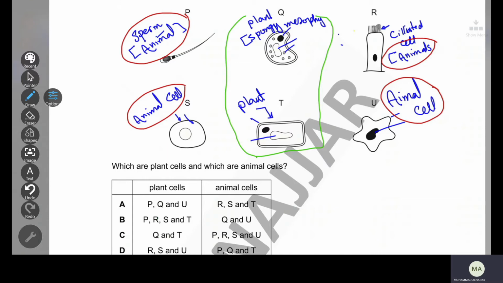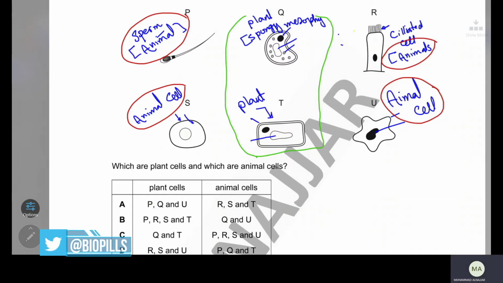The answer here is A. The plant cells are only Q and T. So we'll exclude this and this. Now it's easy, we can go directly to the answer. QT, while P, R, S, and U are the animal cells.